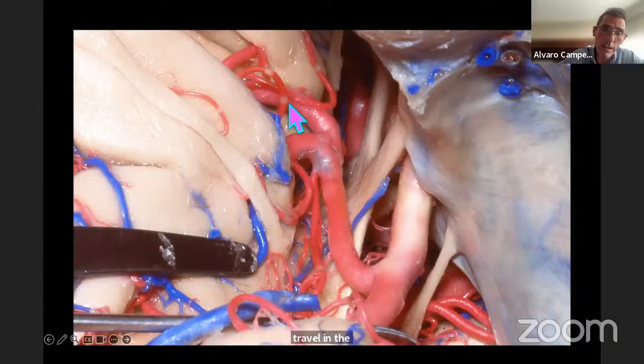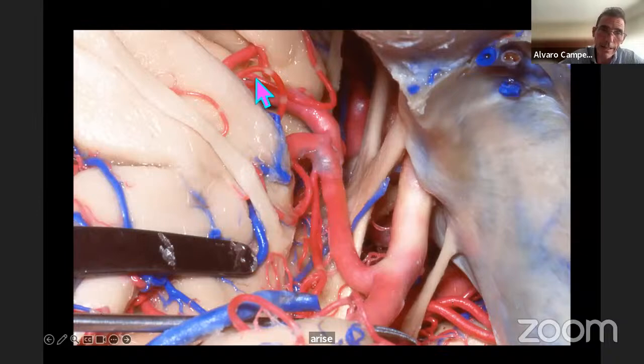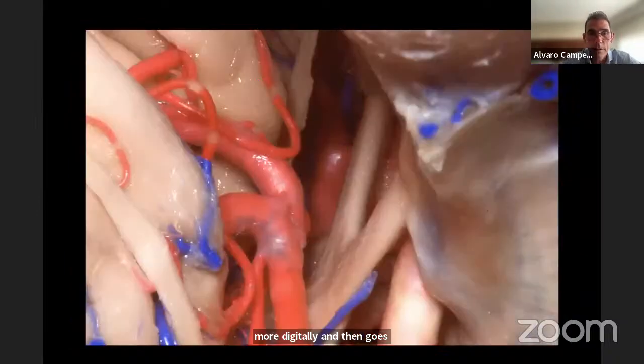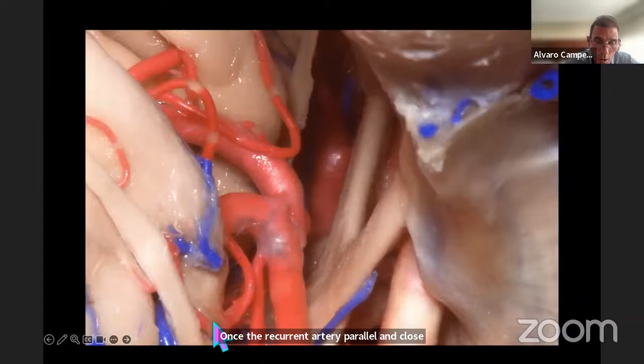So they differ: the frontopolar artery arises more distally and then goes inside the interhemispheric fissure. So we can see with magnification, ACom here, A1, A2, recurrent artery, and orbitofrontal artery. The recurrent artery is parallel and close to A1, and the orbitofrontal goes to the gyrus rectus.